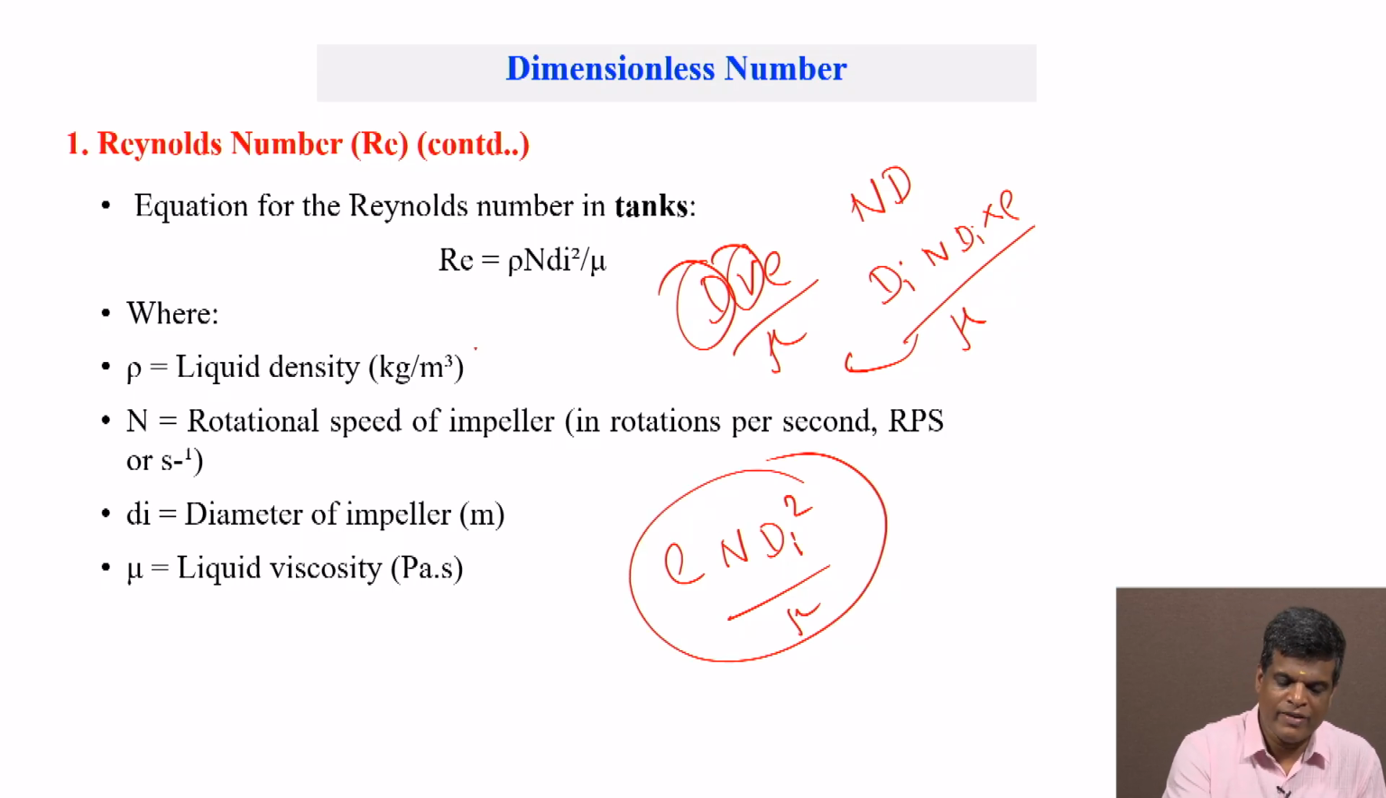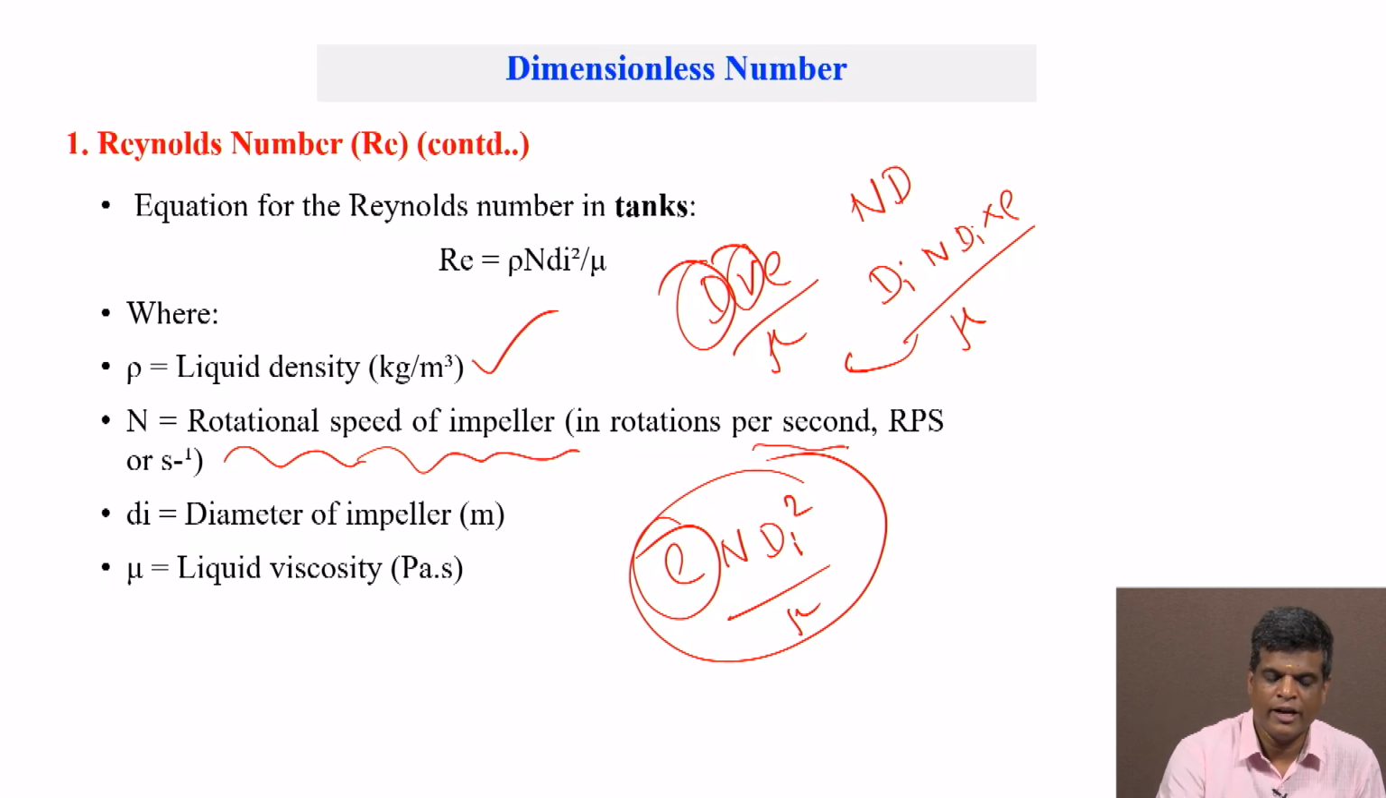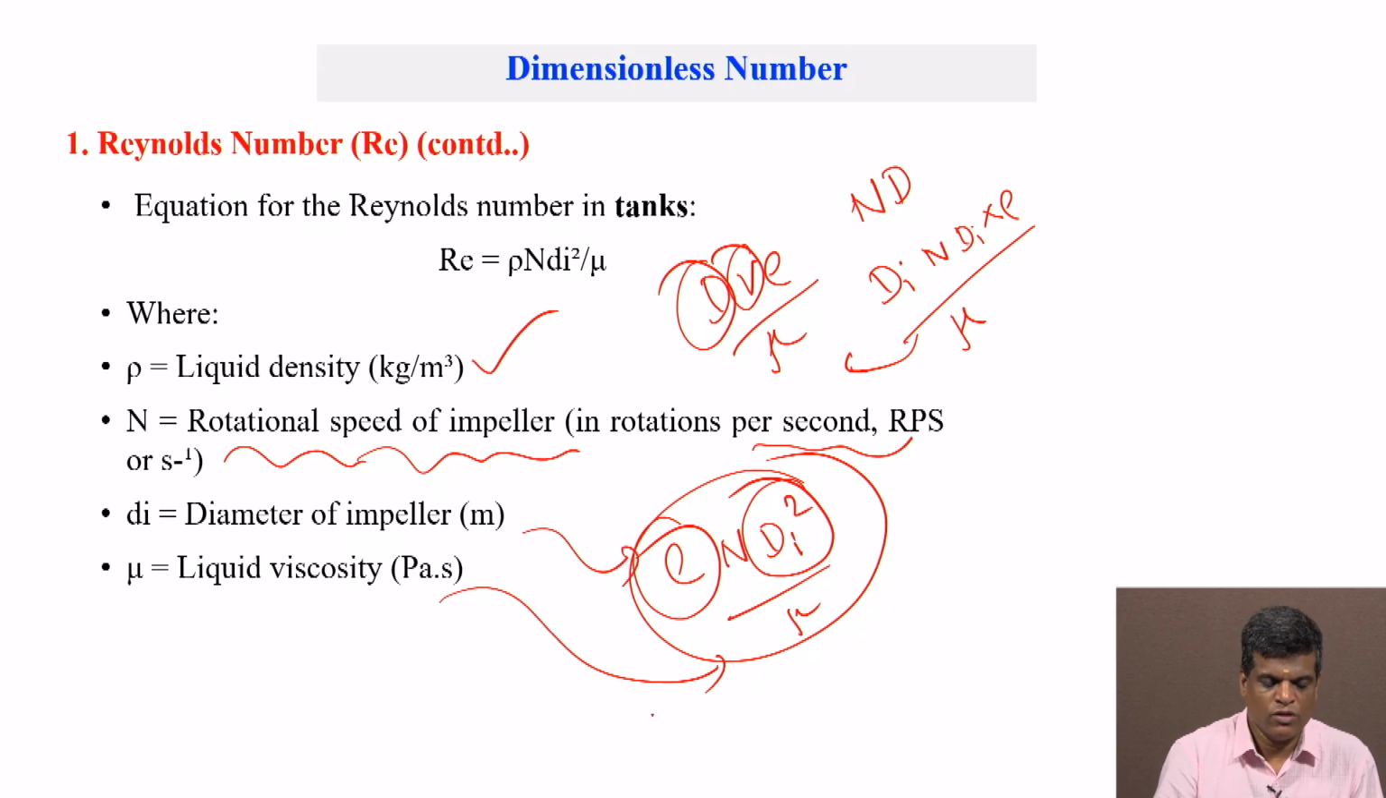Here rho is the liquid density in kg per meter cube, and N is the rotational speed of the impeller, how fast the impeller is rotating, in rotations per second. Di is the diameter of the impeller, and mu is the liquid viscosity in Pascal seconds.